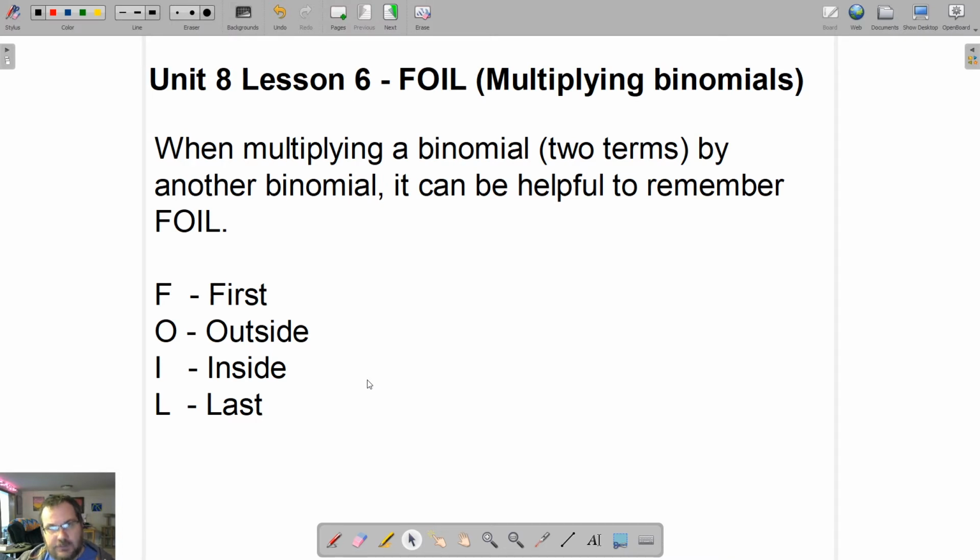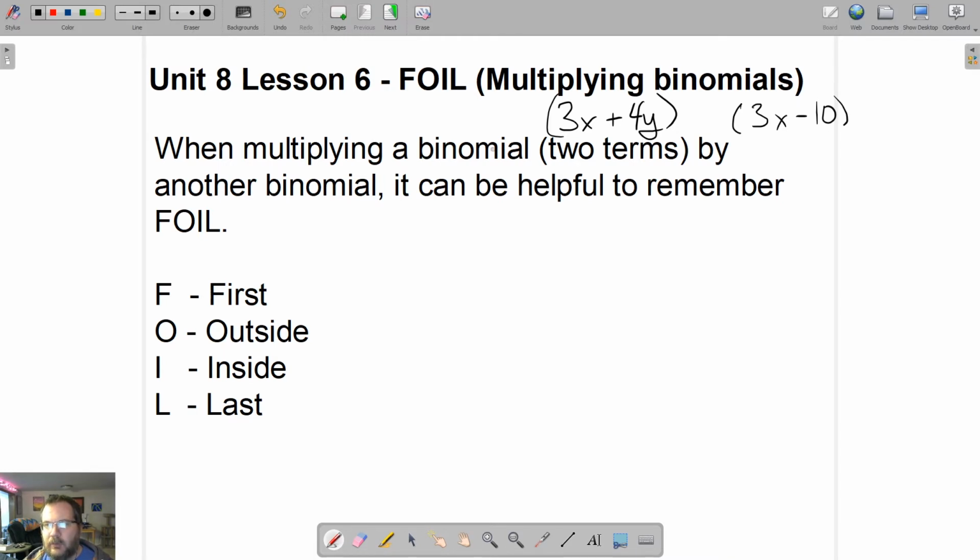So the notes for today are this. So this is Unit 8, Lesson 6. We're looking at FOIL, first, outside, inside, last, which is multiplying binomials. When you're multiplying two binomials together, a binomial is something that has two terms. So two terms would be like, say, 3x plus 4y. Or another thing with two terms would be, say, 3x minus 10. Just two terms that cannot combine together because they don't have the same variable. Or if they do have the same variable, they don't have the same exponent.